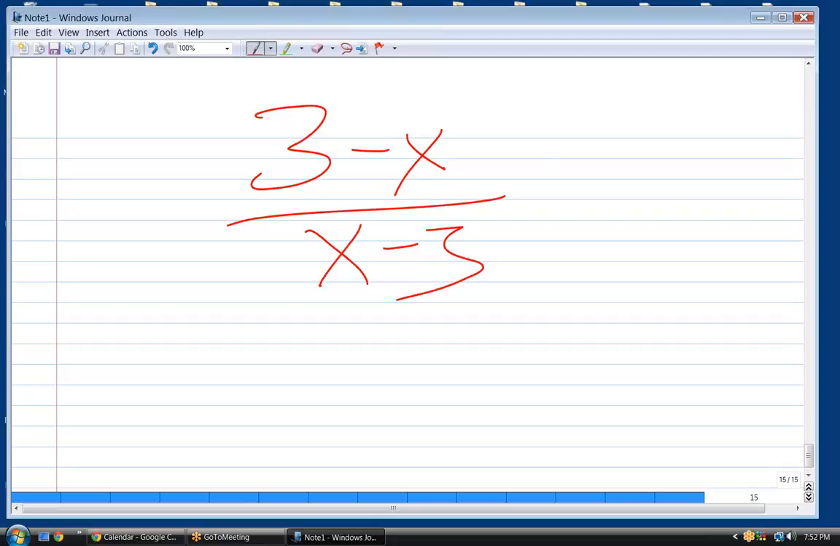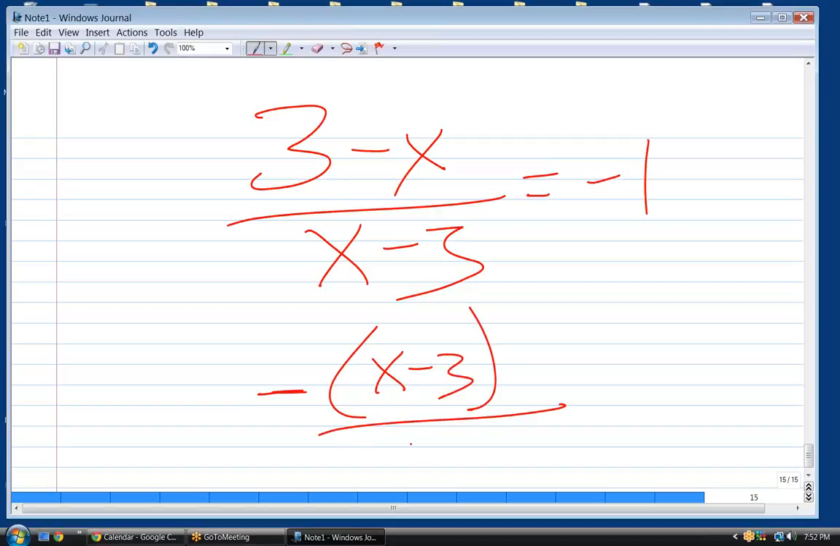Are they equal to each other? No, it's equal to minus 1. Because the 3 minus x I could write as negative x minus 3, all divided by x minus 3.